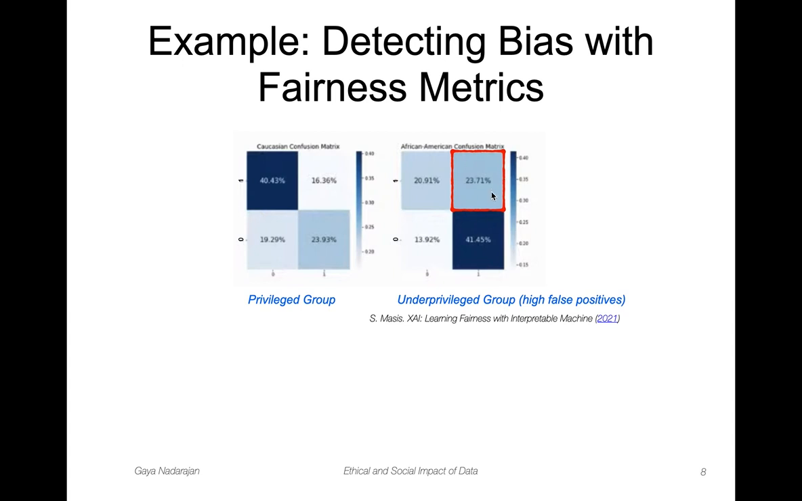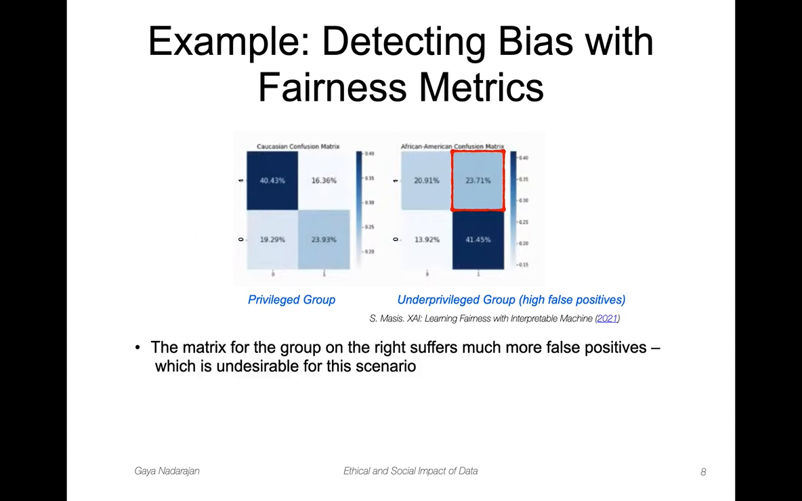Remember, the false positives here are people where the model has predicted that they will reoffend, but in actual fact they didn't, right? So this is high, comparatively speaking, to the false positive rates of the Caucasian group. So this is where they are being discriminated against, right? The matrix for the group on the right suffers much more false positives, which is undesirable. So this is where we can detect that this model is biased, because we can see that the false positive rate for the underprivileged group is higher.